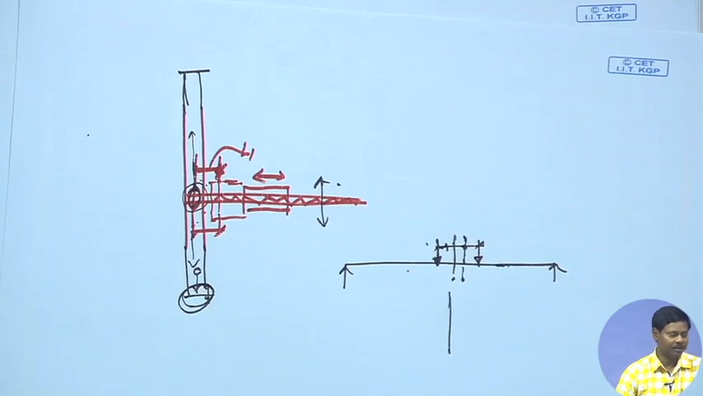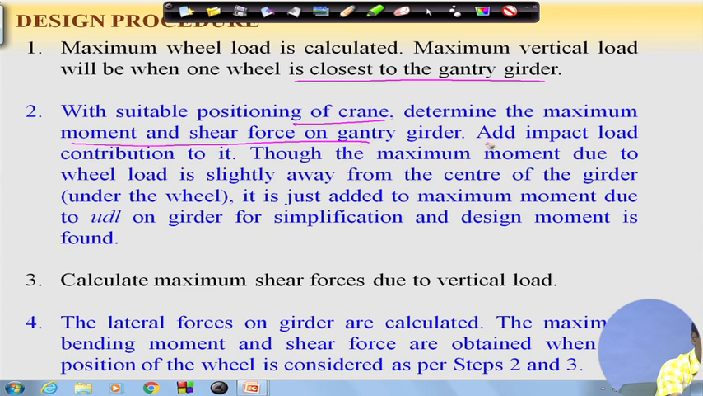So, this is how we can find out the maximum bending moment, and then we can add the impact load contribution, a certain percentage of load will be added due to impact. The maximum moment due to wheel load is slightly away from the center of the girder, it is just added to the maximum moment due to UDL on the girder for simplification, and the design moment is found.